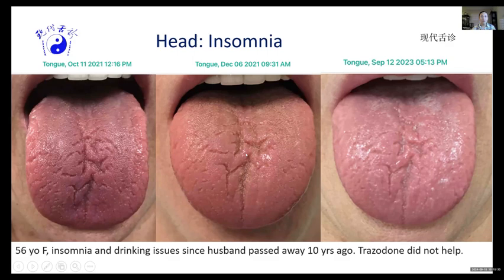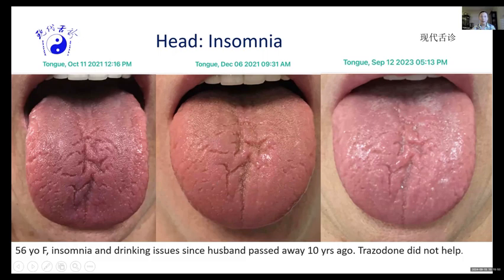And then the middle one is almost 2 months later. She finished the treatment after 2 months, and you can see the tongue shape change, the tongue color change, and all the cracks change. She was able to sleep well. She also totally quit drinking.